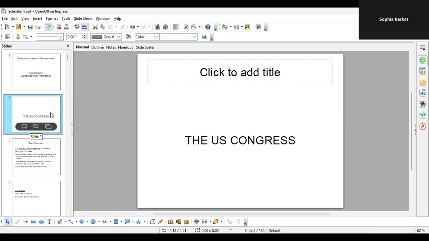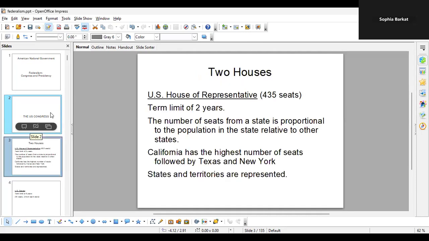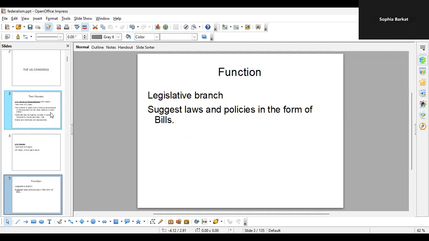U.S. Congress, what does it do? And what are they? Essentially, they are the legislative branch in the federal government, right? So they form laws or suggest laws and policies in the form of bills, and sometimes those become laws, and we'll look at the process.